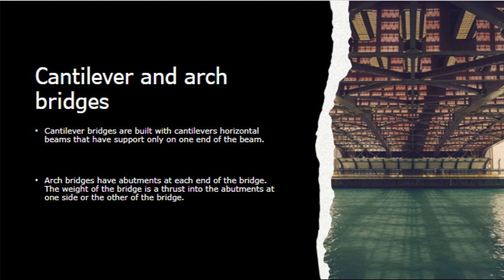Cantilever and arch bridges. Cantilever bridges are built with horizontal cantilever beams that have support only on one end of the beam. Arch bridges have abutments at each end of the bridge. The bridge thrusts into the abutments at one side or the other of the bridge.